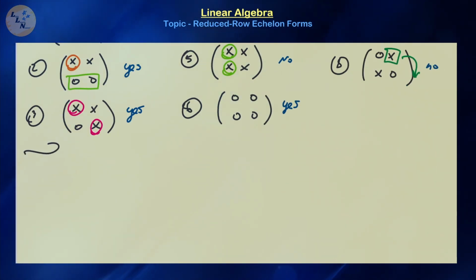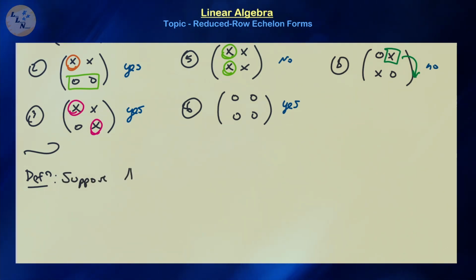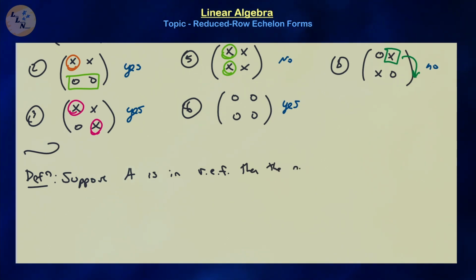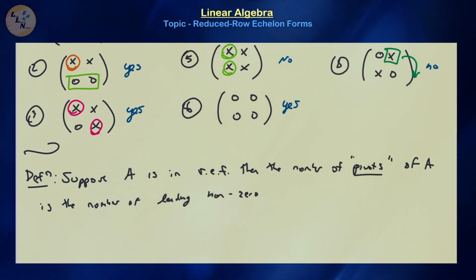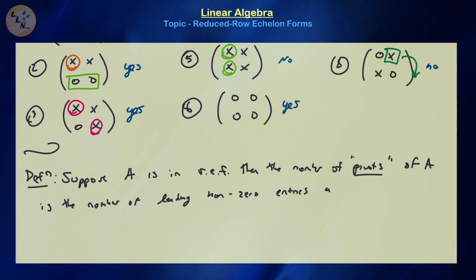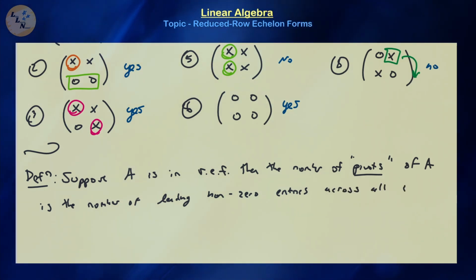Let's define a new concept. So let us suppose that A is in row echelon form, so REF. Then the number of pivots of the matrix A is the number of leading non-zero entries across all rows.